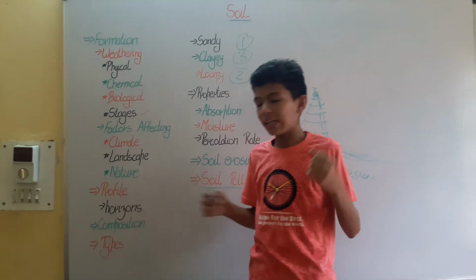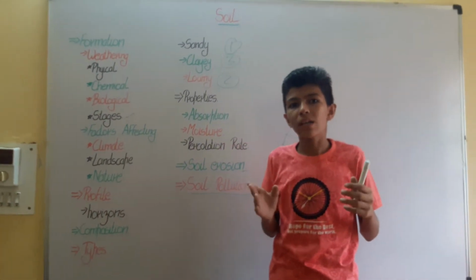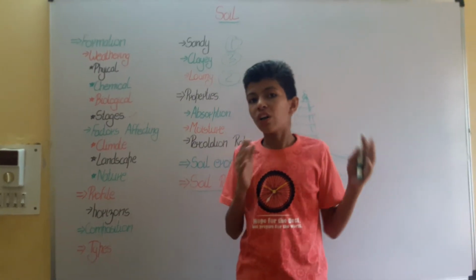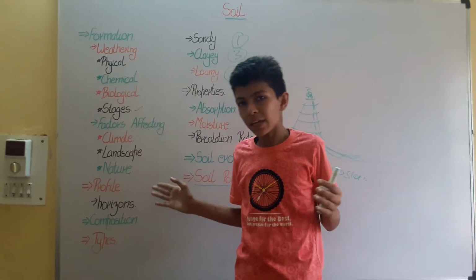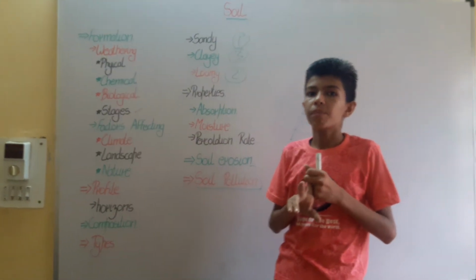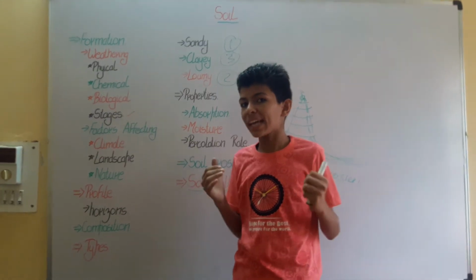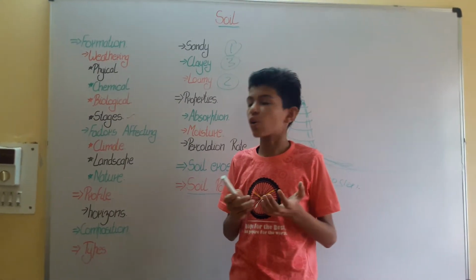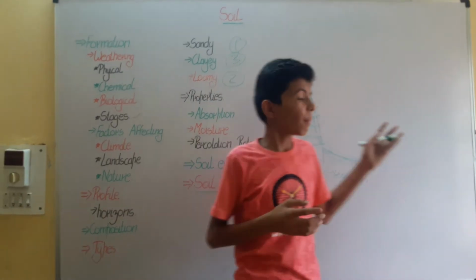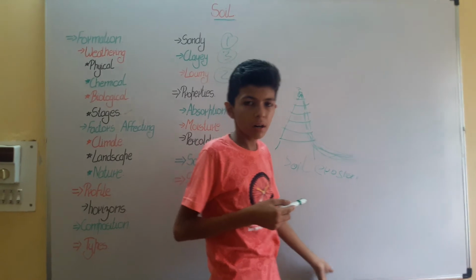Then we learned about soil profiles. The profile of the soil is divided into horizons. Horizon O is the humus, which is the topmost layer. Then horizon A, which is the topsoil, lies between horizon O and horizon B. Then comes horizon B, then C, and then D. Horizon O is called the humus, horizon A is called the topsoil, horizon B is called the subsoil, and horizon D is called the bedrock.